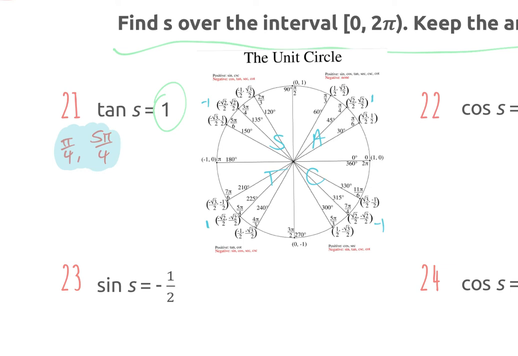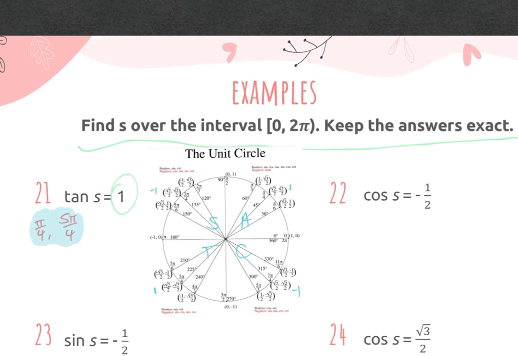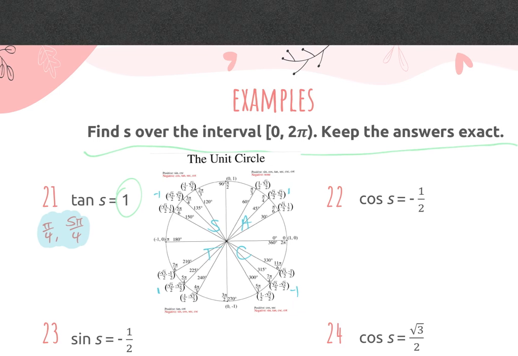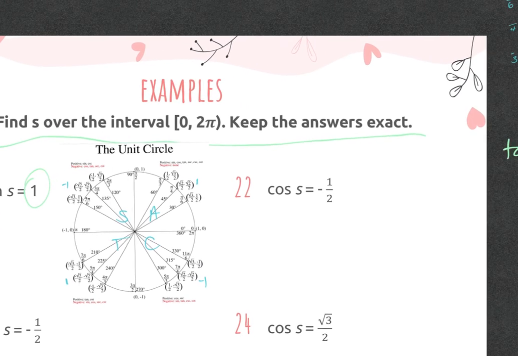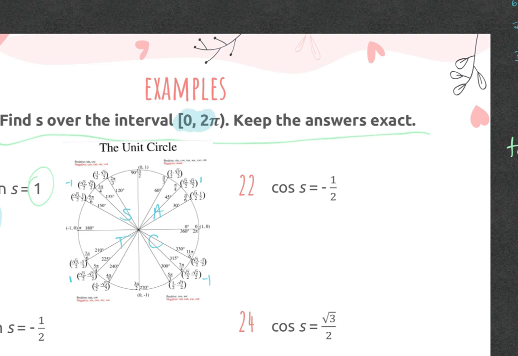How would you know if it was in radians or degrees? If it gives you S, it's usually in radians. I would say if it doesn't say it, assume radians for inverse ones. This is really the biggest hint: if it says 0 to 2 pi, that means radians. And if it said 0 to 360, it would be degrees.